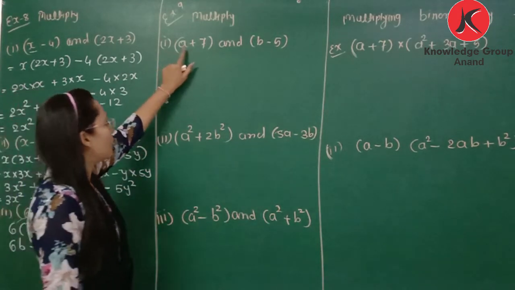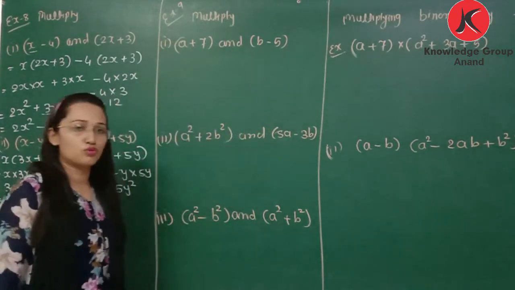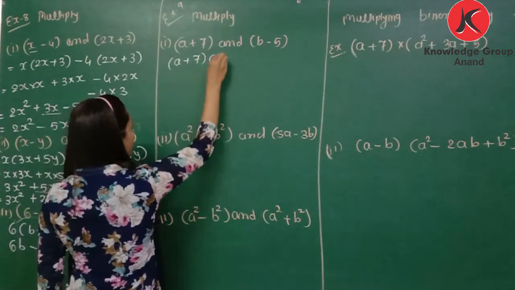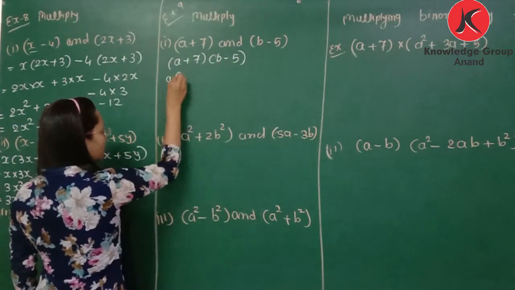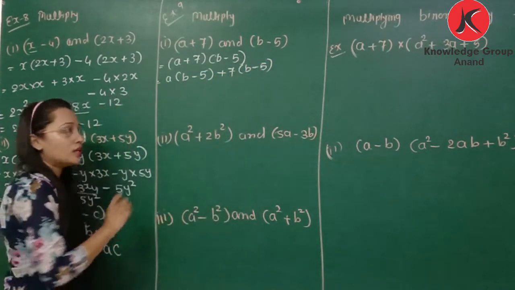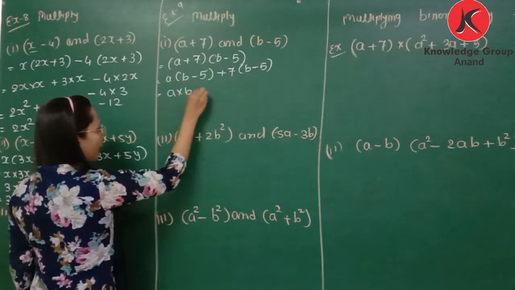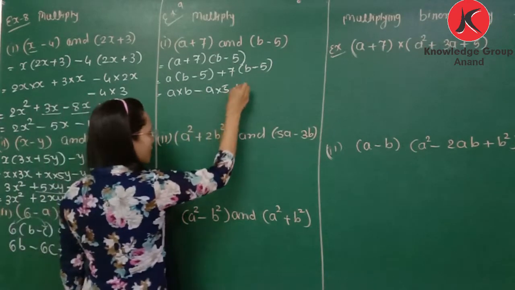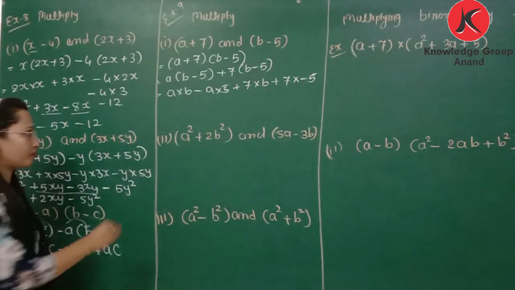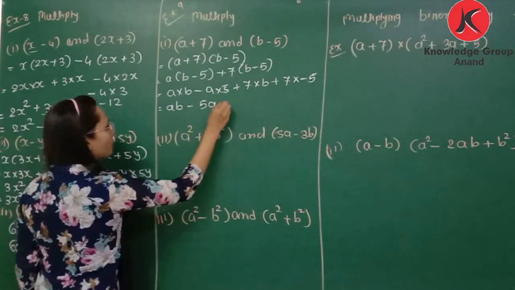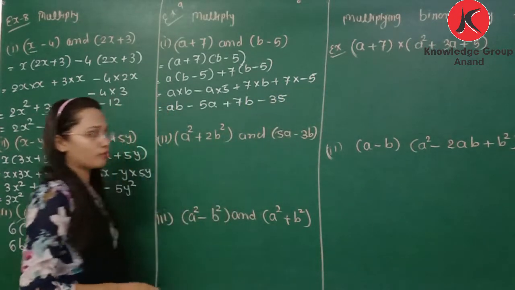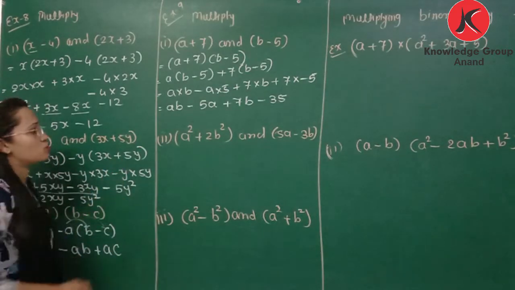Now next one, example 9, a plus 7 and b minus 5. So here you need to multiply these two expressions. So here we can write a plus 7 multiplied by b minus 5. Now a is multiplied with b minus 5 and plus 7 is multiplied with b minus 5. Now here a is multiplied with b and a is multiplied with minus 5. 7 is multiplied with b and 7 is multiplied with minus 5. Here minus 5 is there, so we write minus 5. Now ab minus 5a plus 7b minus 35. 7 is plus, 5 is minus, which is minus 35. Now all are unlike terms, so we need to stop here.